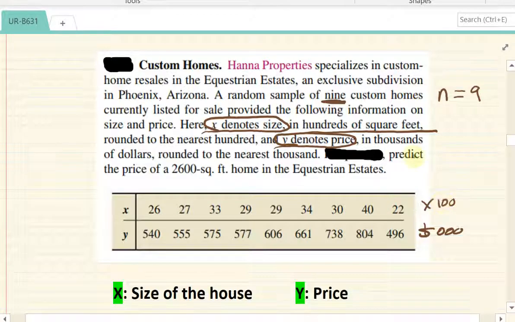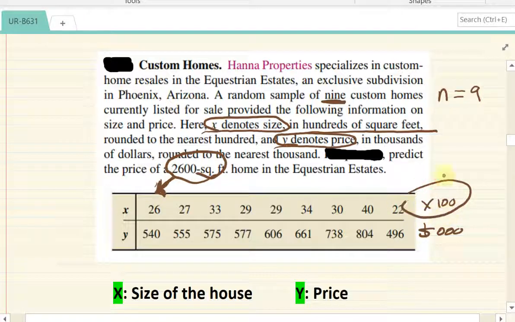What we want to do is predict the price of a 2,600 square feet home in that state. Now, notice here, by the way, 2,600. But if you look at the numbers, there's actually a home that's that size: 26. Remember, these are in hundreds of square feet. So 26 is what we actually have to put in our regression equation. We're not going to put 2,600 in the regression prediction line. We're going to put 26.